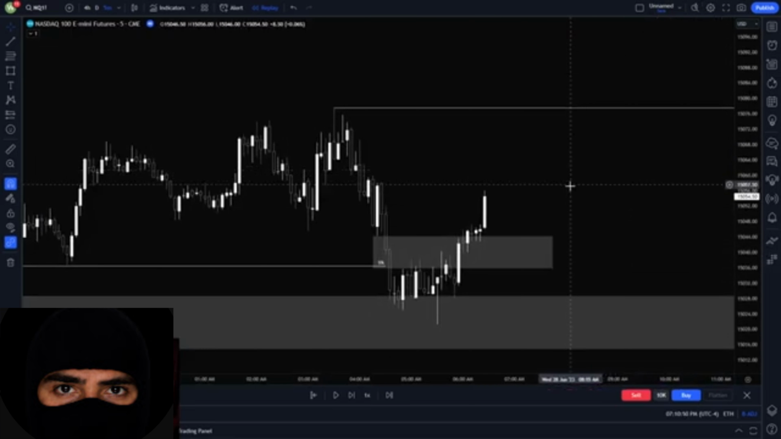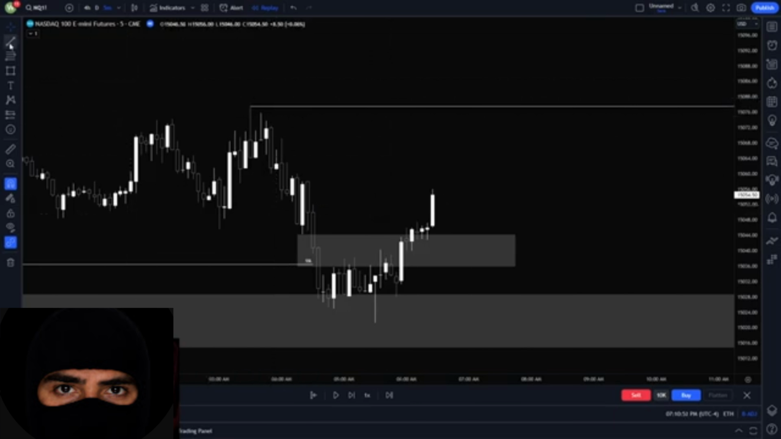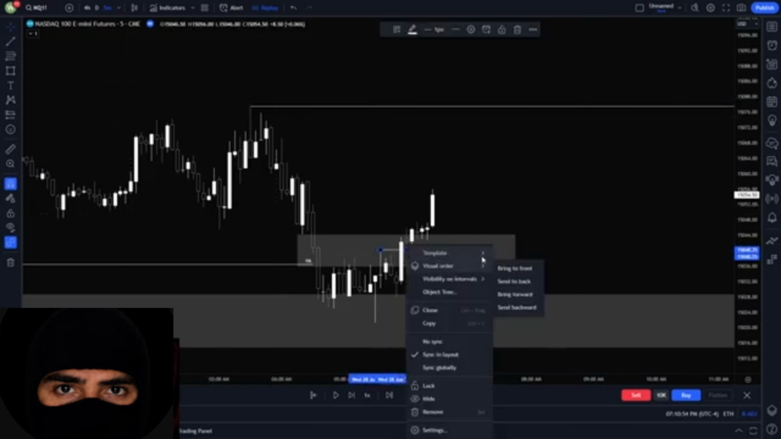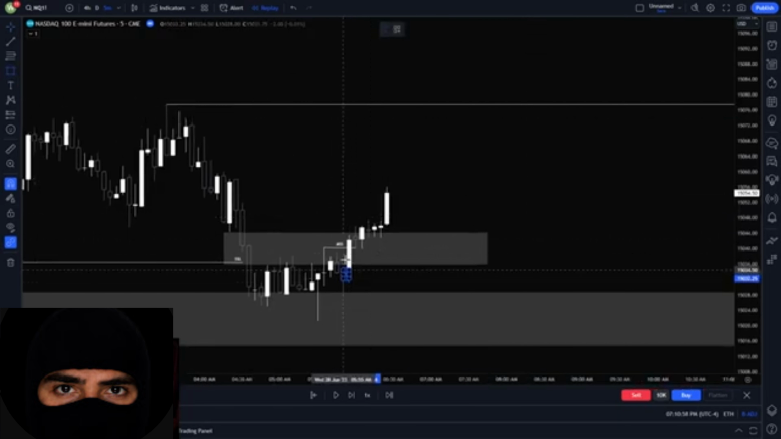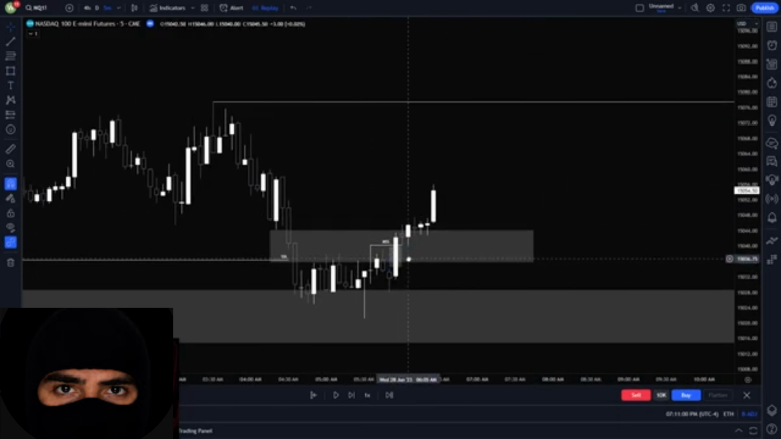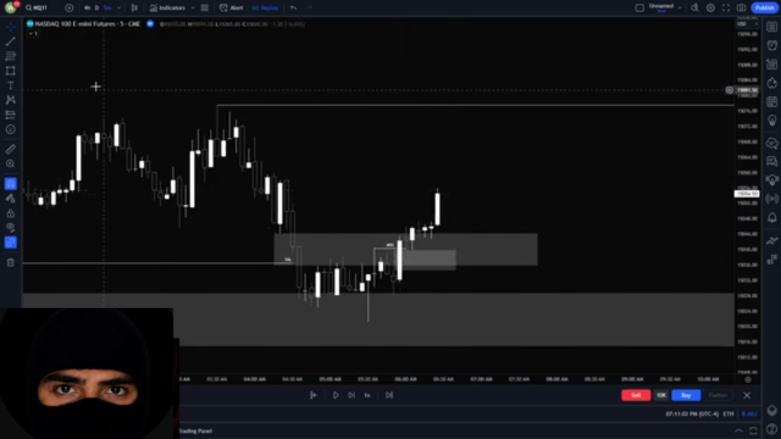So again, looking at this, what would be my long entry? Market structure shift right here. We get displacement to the upside. You have that 5-minute fair value gap that ended up getting tapped in. This would have been your entry right here. Once we close above, tap back in.